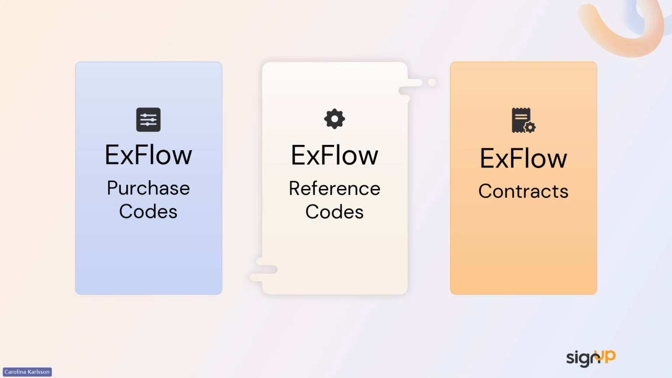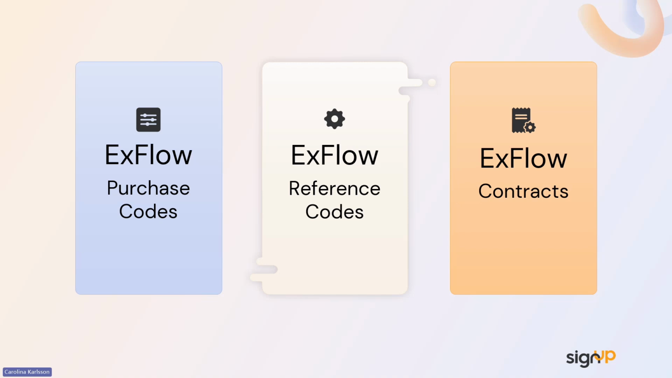So here are the three functions that we will go through today. We will look in Business Central at the setup, as I said. We will look at some common scenarios of how you can use them and how they appear in the import journal and approval status. So first we have ExFlow purchase codes, which will help you save time, and it also reduces the risk of errors, for example. And then we have ExFlow reference codes, and that helps you save time, and they can also trigger approval workflows and purchase codes and more.